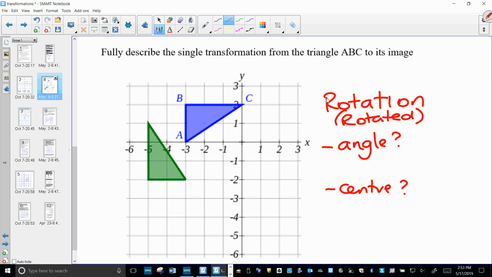So we need to establish what's our angle of rotation here. What do we think? How much is it rotating? Is it 90 or 180? 90. Okay, so we're going with 90 degrees. And what was the other piece of information we had to say? 90 degrees, which direction? So we're going 90 degrees anti-clockwise.